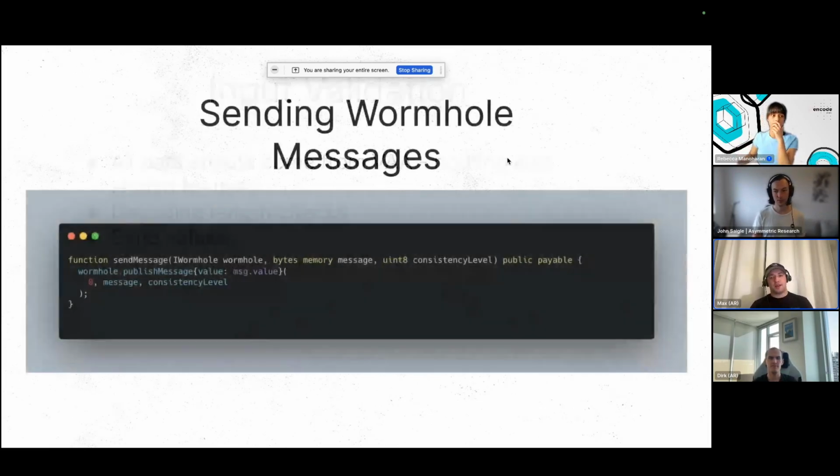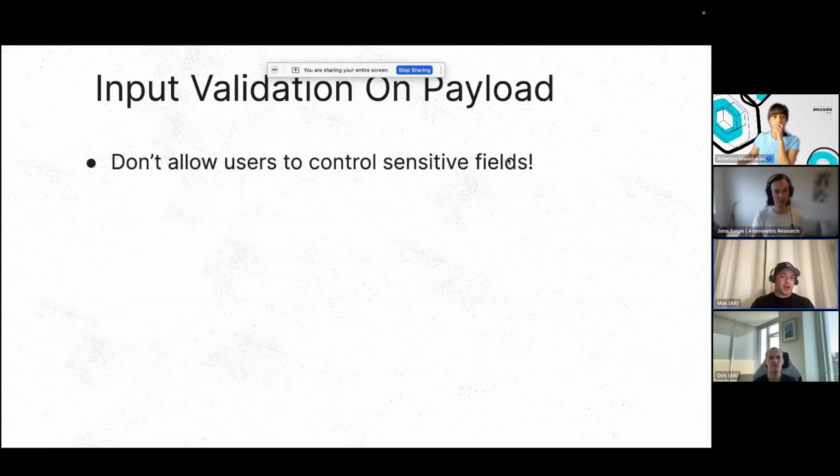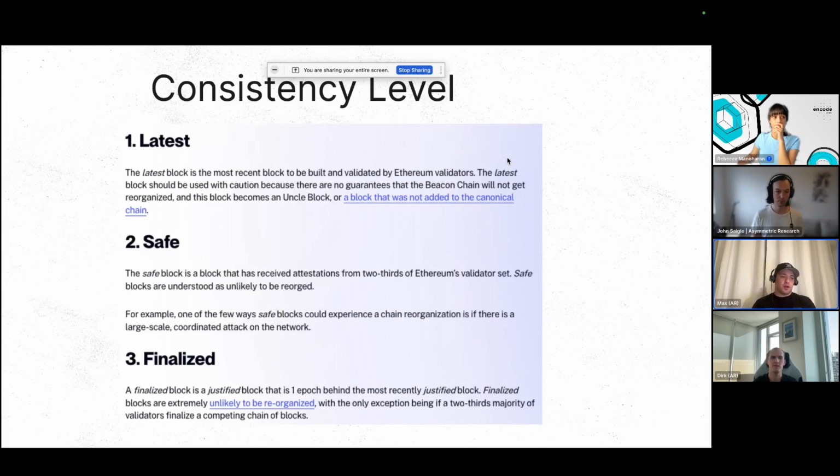On the sending side, it's a lot simpler. Input validation on the payload, I think Dirk hit this hard enough. Just don't let users control too many fields. And the final one on the sending is the consistency level. For this, there are 3 different levels on Ethereum, but reading the documentation on this is important for each chain.